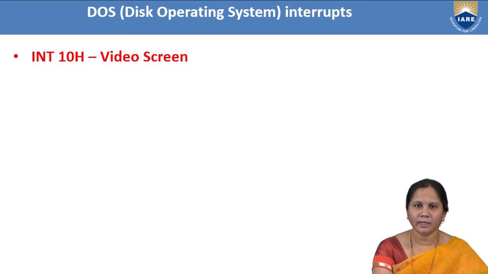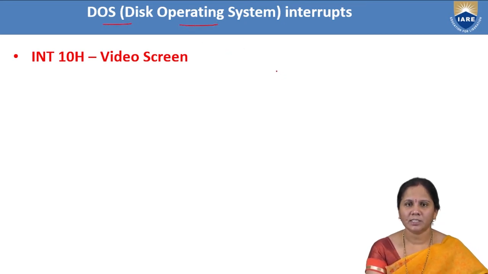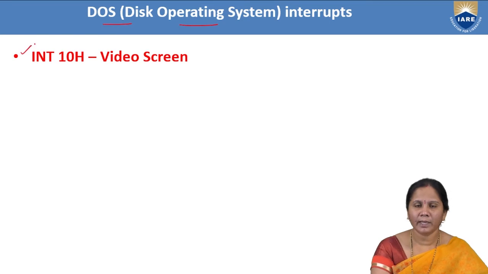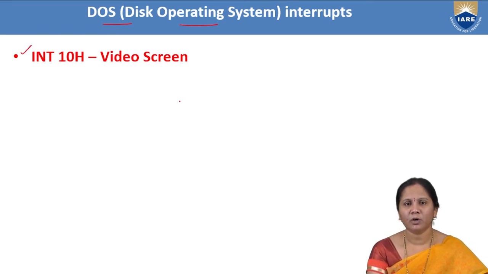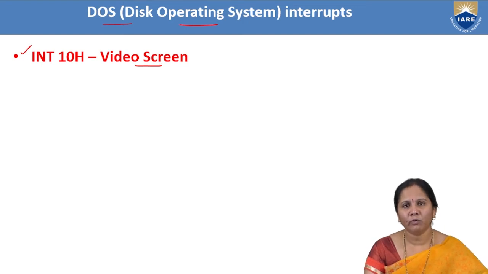Let us consider the first type of interrupts, that is DOS interrupts. DOS represents disk operating system interrupts. Some of the DOS interrupts we will learn here. For example, INT 10 is one of the DOS interrupts, and the operation produced by it is video screen. Now we will see what values we have to load into the registers such that they are going to operate.